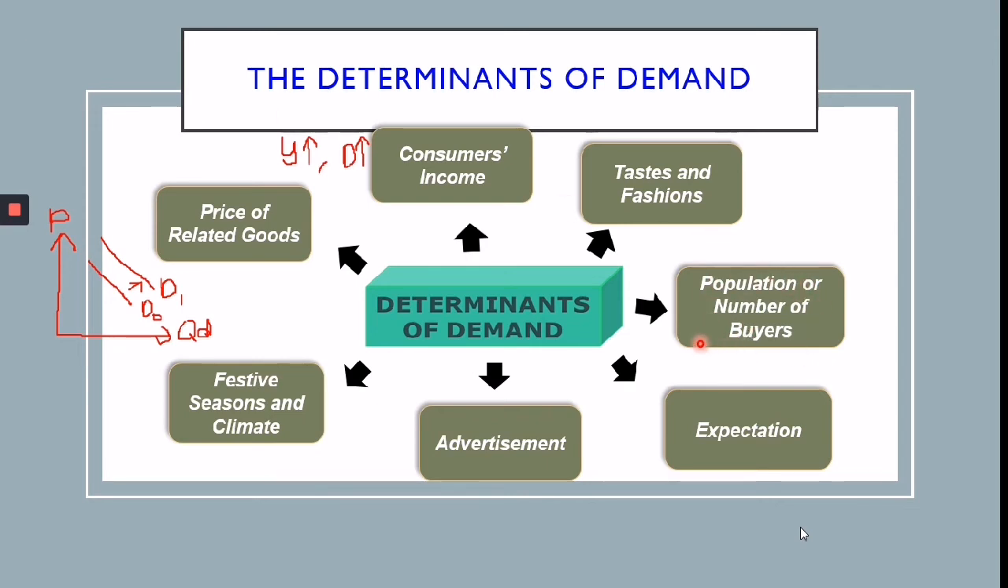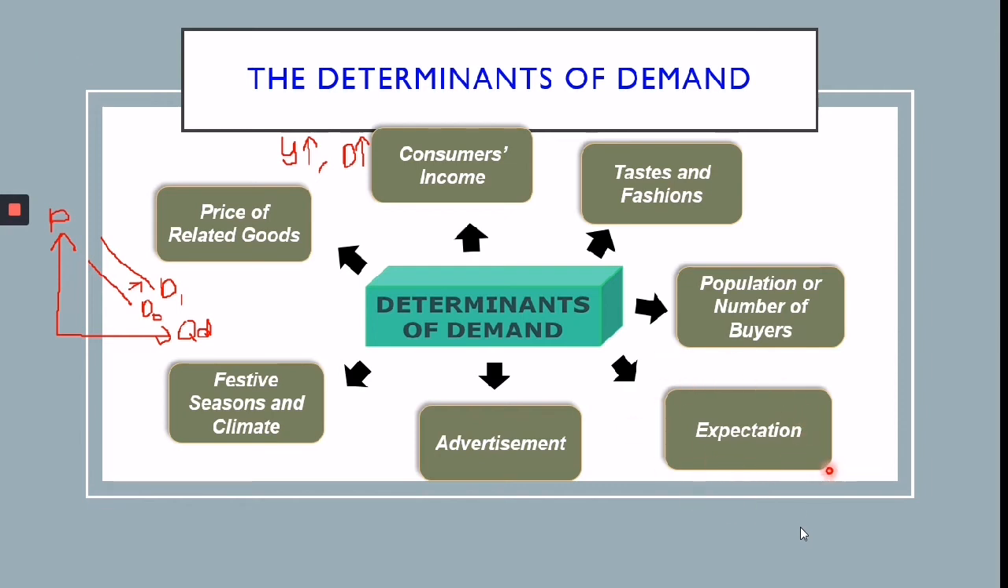Factor number 4 is about population or number of buyers. The higher the number of population, the higher is the demand. For example, the population in Johor Bahru increases. Therefore, the demand for houses, bus services, train services, and other goods and services will also increase. And of course, it will shift the demand curve to the right.